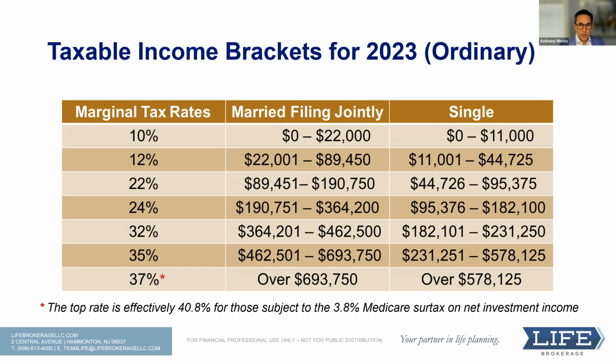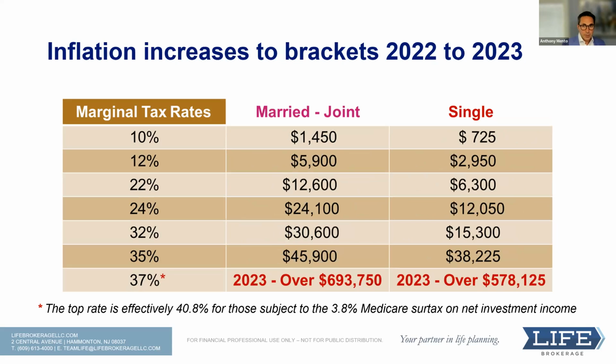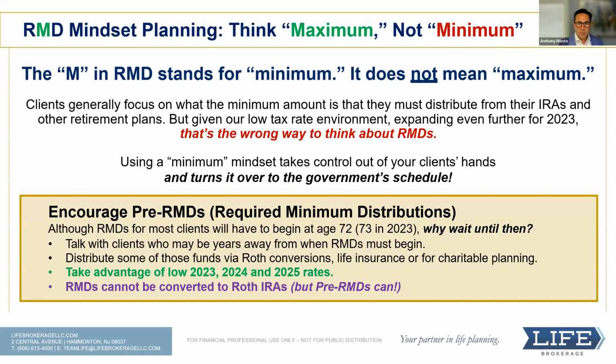So if you look at ordinary brackets, the top rate is effectively 40.8 for those subject to the 3.8% Medicare surtax on net investment income. But you can pass a lot of money through these joint brackets right now. And you see what inflation did from 2022 to 2023, you got a $45,000 lift in that 35% bracket. So there's some cool things you can do with Roth conversions and spend down.